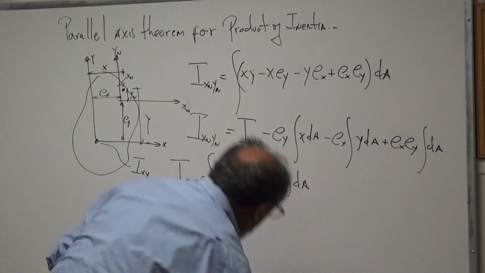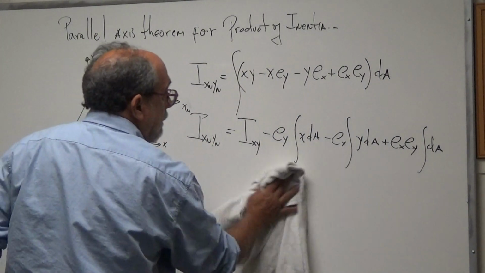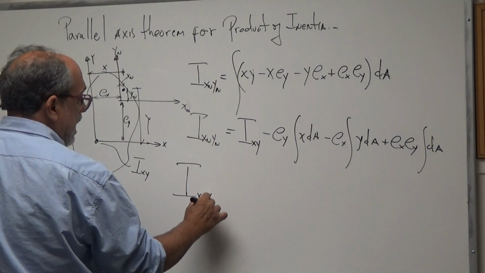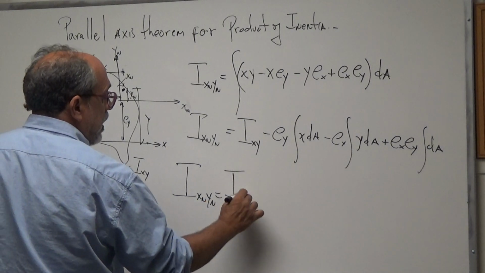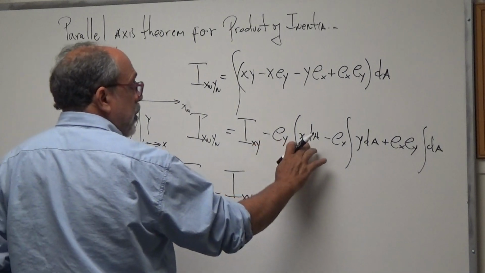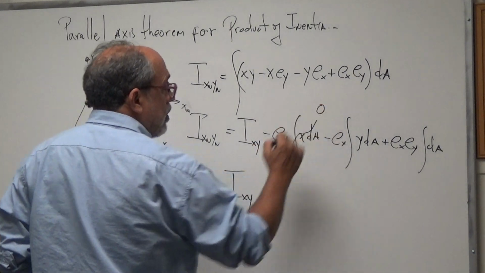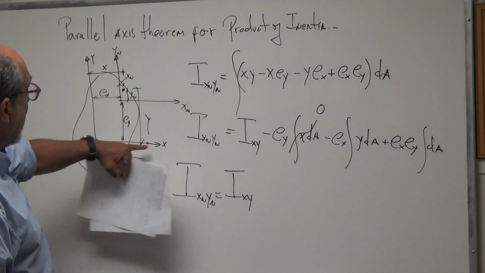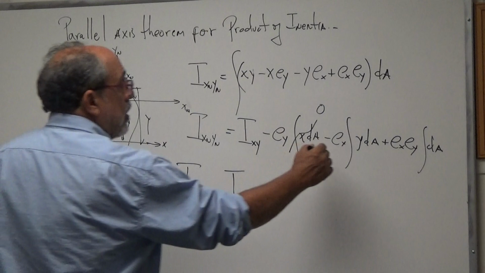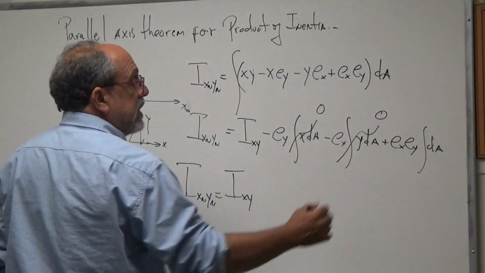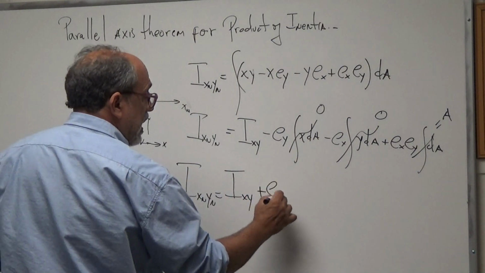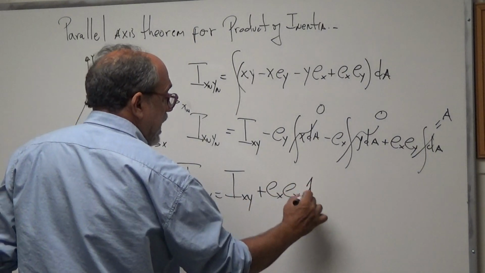So we get that I in the new set of axes parallel is the old one. Then the integral of x dA is 0 because this is a centroidal axis, and by definition that's how we found the centroid. So x dA is 0, y dA is 0, and the integral of dA is the area. Therefore we have plus ex ey times the area.